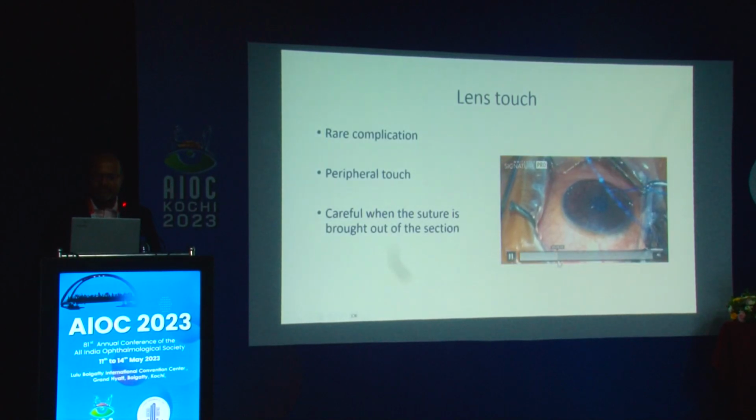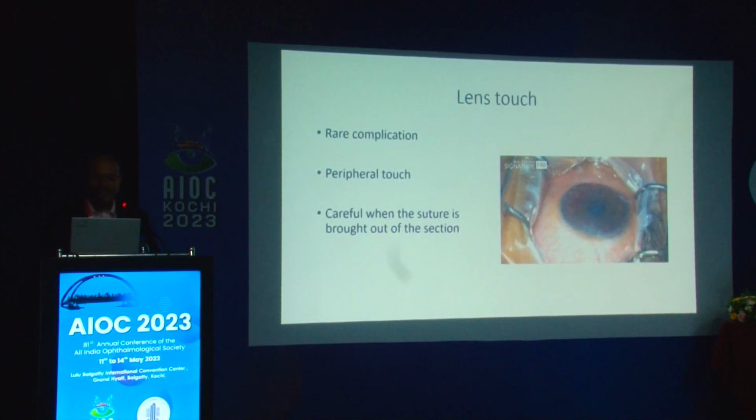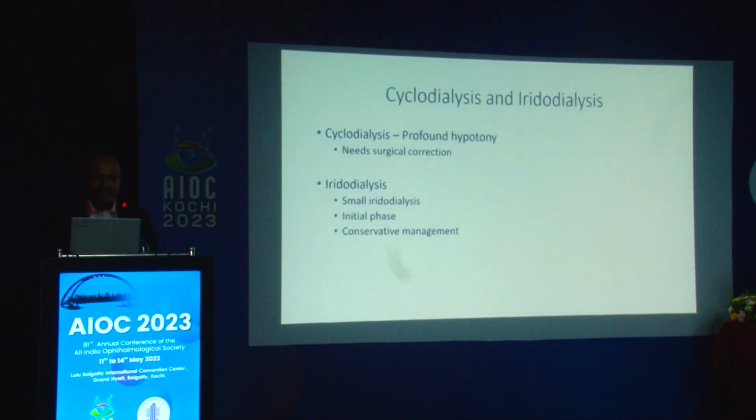So when you bring out the suture, be very careful. If you're operating a phakic eye, take it out around over the iris and around. Cyclodialysis, you can have profound hypotony. So if you do a good GATT, you'll have an IOP of between 10 and 14. But if you're getting anything less than 9, search for the cyclodialysis cleft.